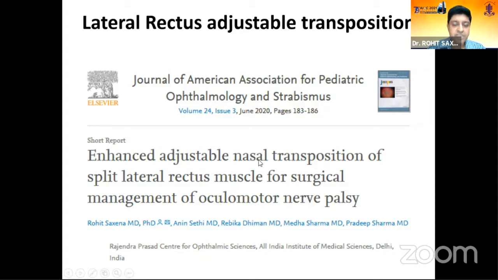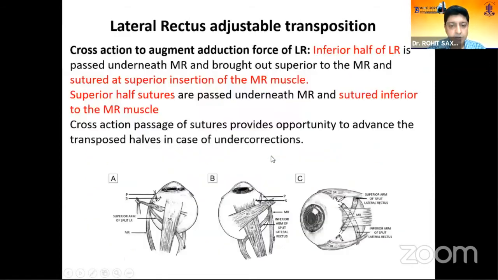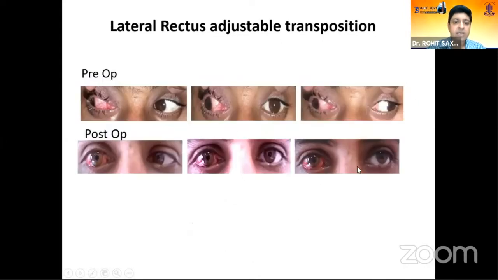So the adjustable procedure was something that we thought of. It was already being reported by Ankur Shah et al. But we realized that when they place it on the same side of the medial rectus, you can recess it, but you cannot advance it. So we used the cross fixation technique wherein the inferior slip was tied superior to the medial rectus and the superior slip tied inferior to the medial rectus, making it adjustable for both horizontal and vertical.